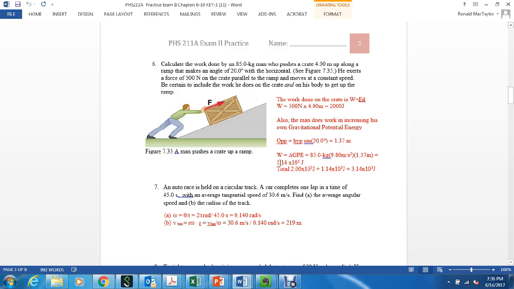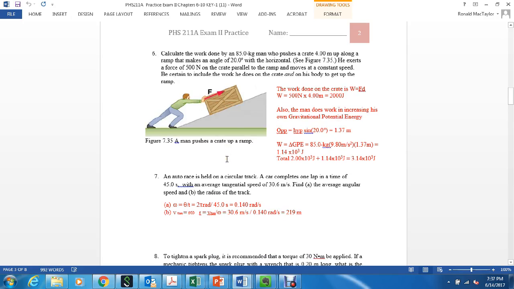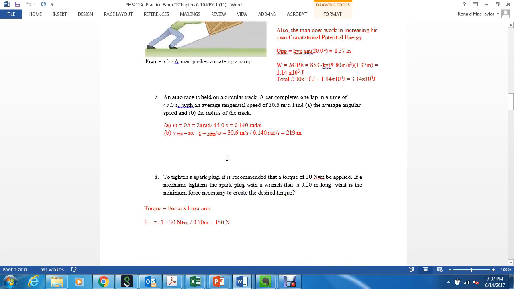1.37 meters. So work on the person is going to be just like climbing the stairs: mass times acceleration due to gravity times the height difference. There it's 1.14 times 10 to the third joules plus the 2 times 10 to the third joules that we did on the crate. So a total of 3.14 times 10 to the third joules, the work that he does to get the crate and his body up the ramp. I guess up to the top of the ramp where it's level.